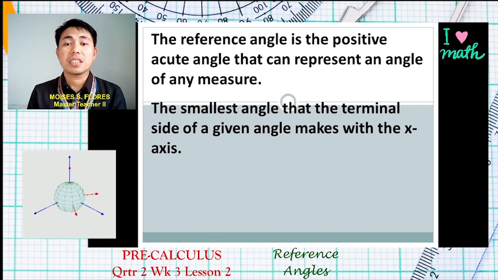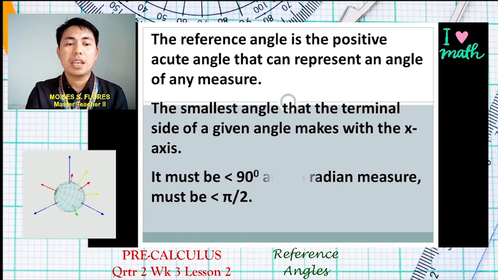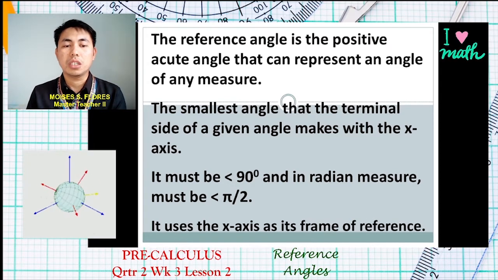So another identity of a reference angle is that the terminal side will be on the x-axis. And from the very first definition, it must be less than 90 degrees, and in radian measure it should be less than pi over 2. It uses the x-axis as its frame of reference. Okay, let's take an example.